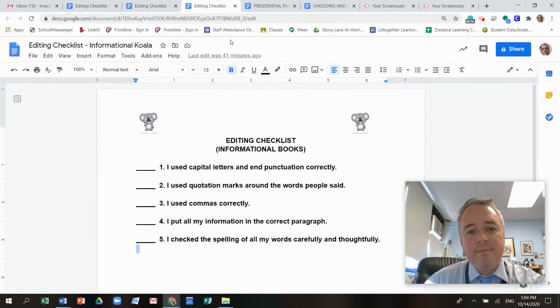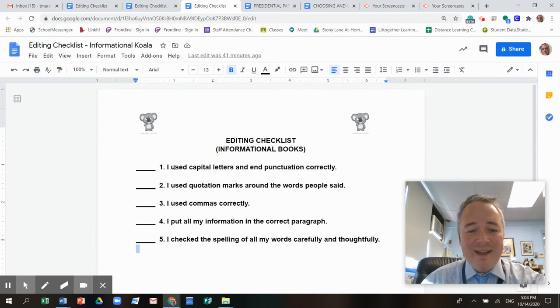Here's the koala. The koala takes those two ideas and puts them in one. I used capital letters and end punctuation correctly, all together. If you think you're the kind of writer that can check all that at the same time, then you can do that. All right, let's go on.